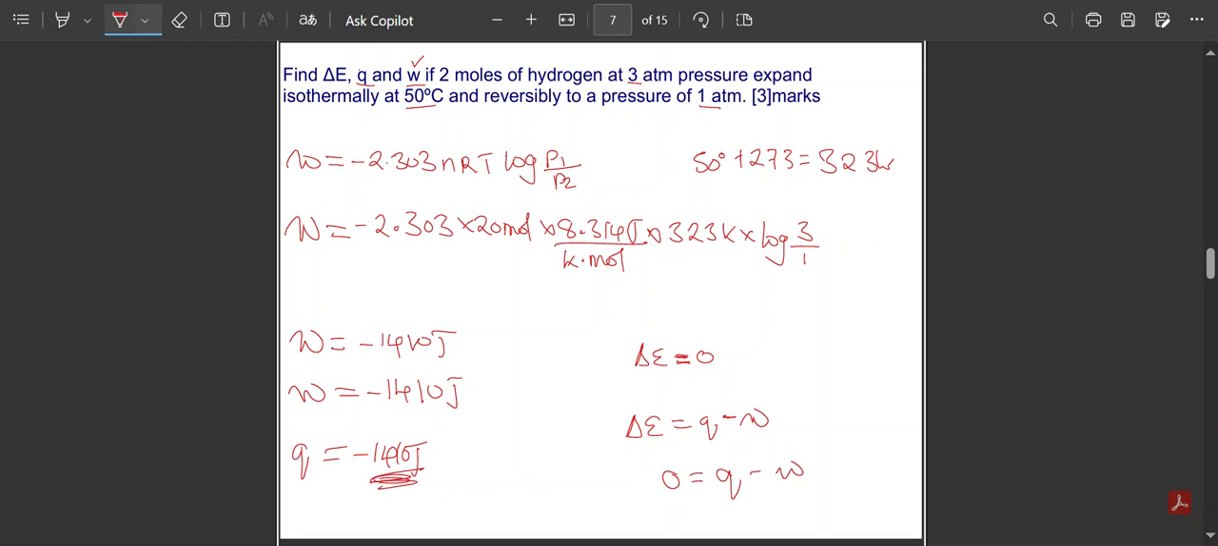So that's how we were supposed to calculate this one. You need to understand the terms such as isothermal, adiabatic, isochoric, all those terms. Then to calculate another question, let's go on to the next page.